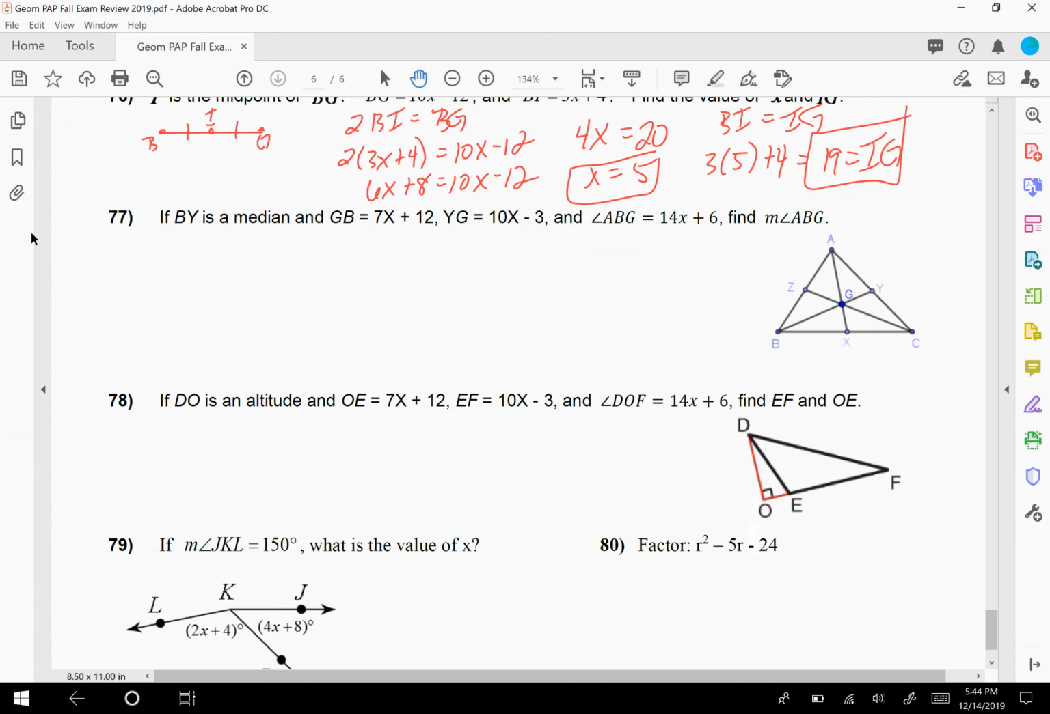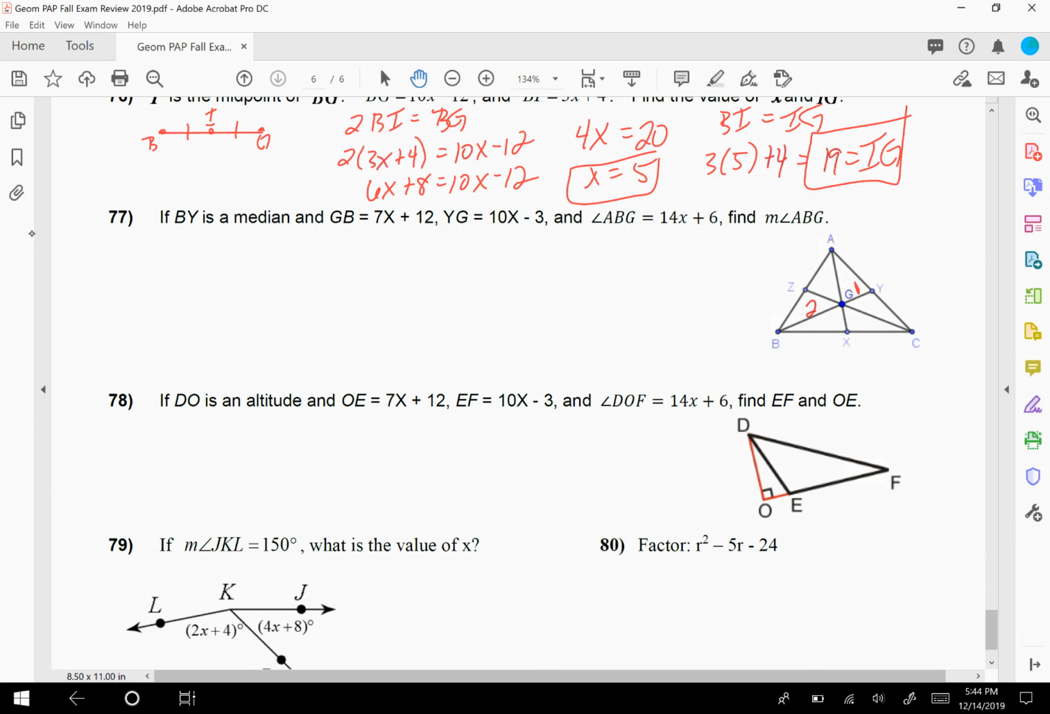Okay. It says BY is the median, and GB is 7x plus 12, and YG is 10x minus 3. And then it says the angle ABG is 14x plus 6. Find the measure of angle ABG. Okay, we don't know anything about angle ABG, so we have to find x in order to find it. But in order to find x, we have to find this relationship between GB and YG.